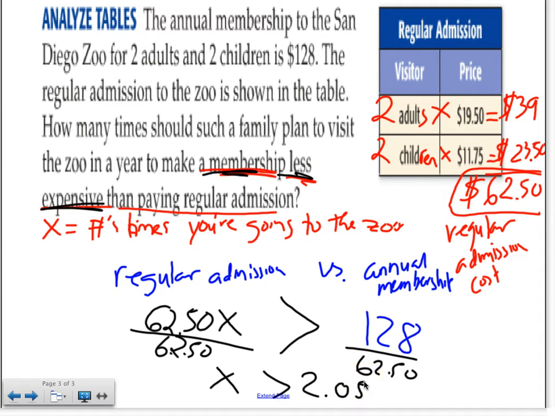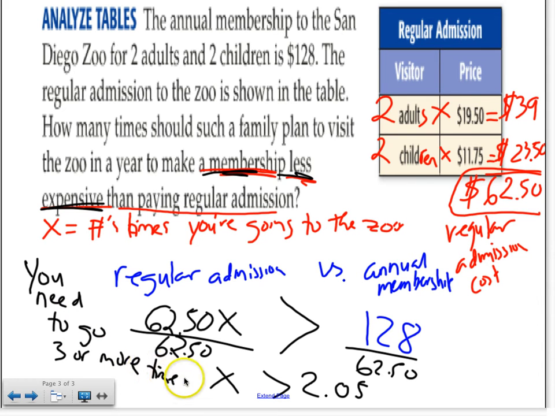So we know we cannot go 2.05 times, either 1 time, 2 times, or 3 times, right? So let's think about this. The number of times you have to go has to be greater than 2.05 times. So to make it a bargain, how many times do you have to go at a minimum? 3 times. There you go. So you need to go 3 or more times to make it a bargain, which makes sense.